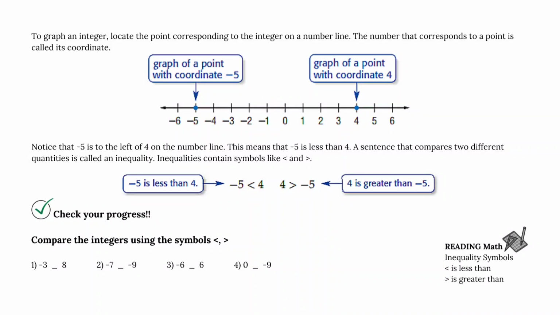A sentence that compares two different quantities is called an inequality. Inequalities contain symbols like less than and greater than. Minus 5 is less than 4, whereas 4 is greater than minus 5.